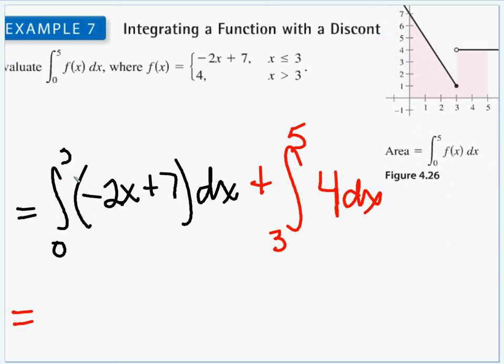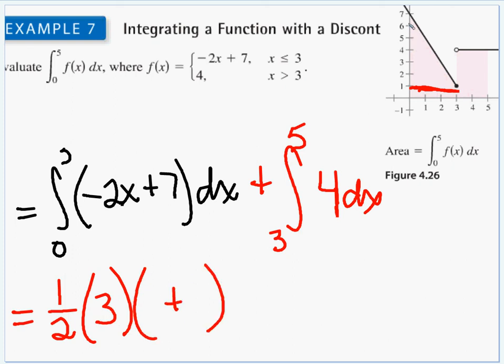So the first one here is our trapezoid, and the formula for a trapezoid is 1/2 the height. The height is the distance between the parallel sides, so that's this red line. That's 3. And then we do the sum of the bases. Our first base goes all the way up to 7. Our next one just goes to 1. So 7 plus 1. And then we've got our other integral, and that is just a rectangle.